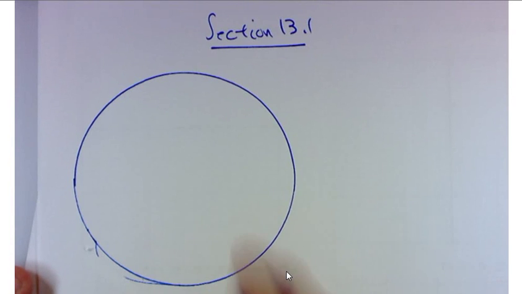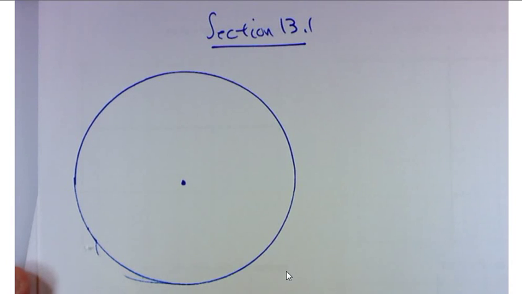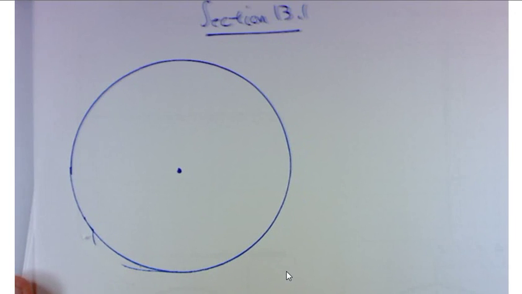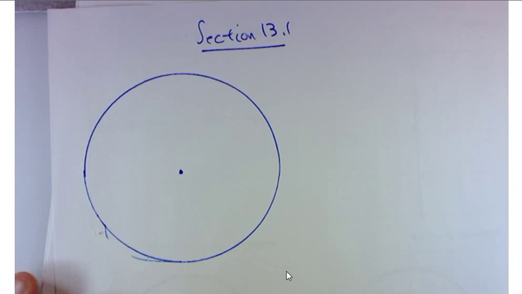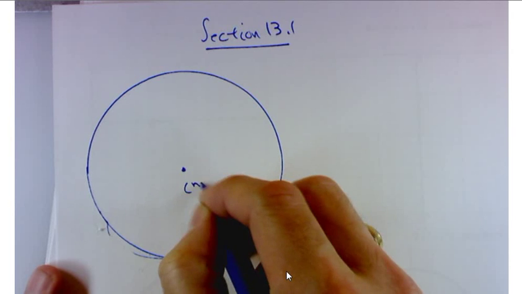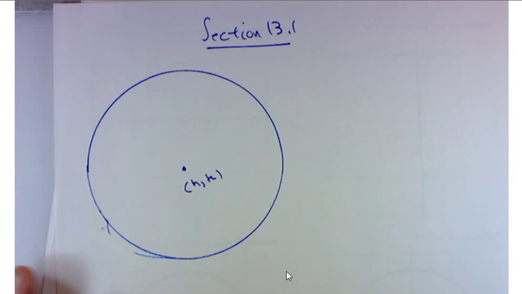Circles. A good definition of a circle would be the set of points that are all equidistant from one point. So, for instance, let's just draw ourselves a nice little circle. So let's put a circle here, and I can give the center coordinates of h and k.